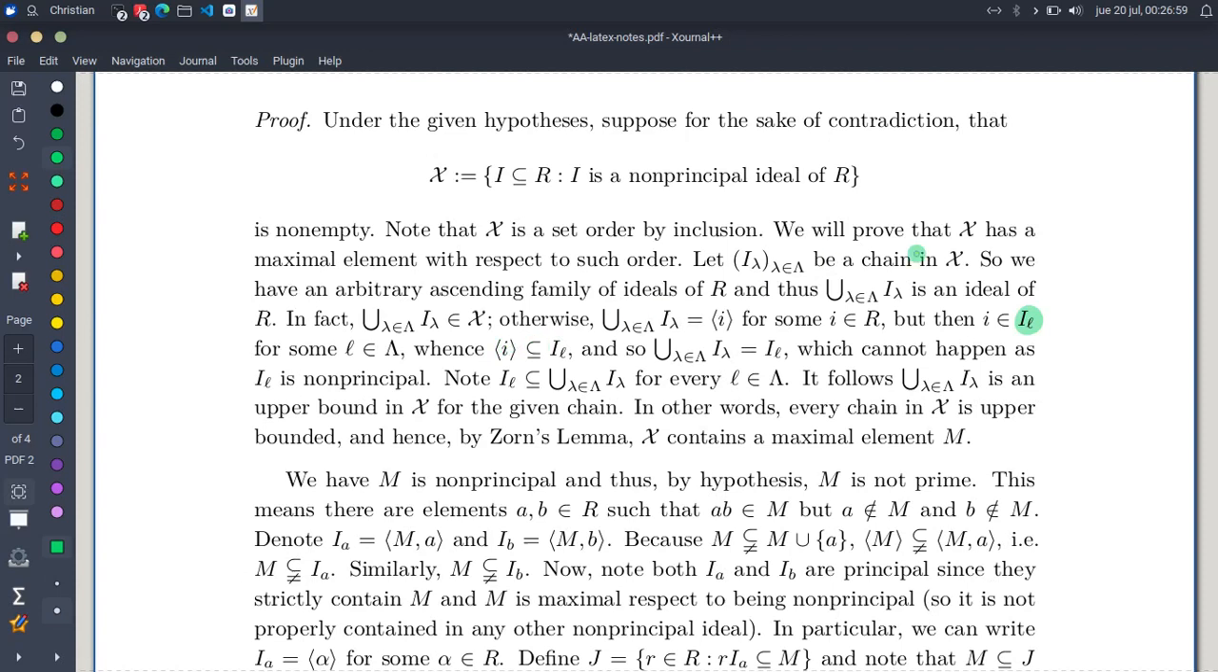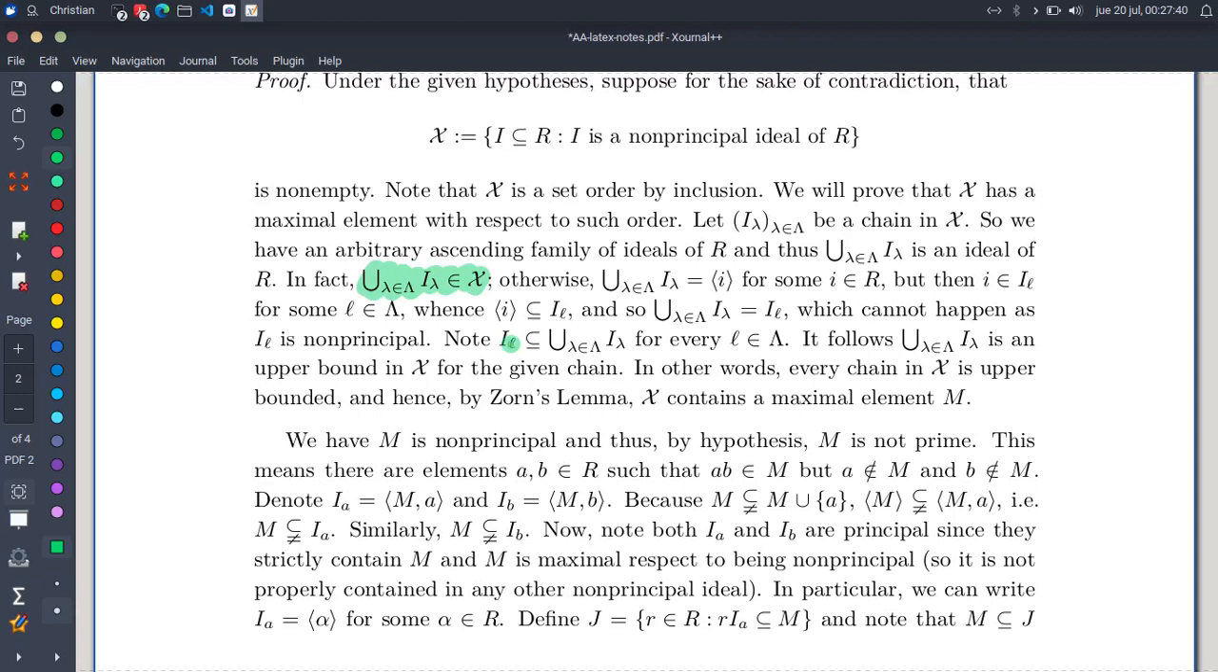Therefore, it follows that this ideal contains the ideal generated by this element. But the ideal generated by this element is precisely this union. And so we have that I_λ contains the union, and the union contains I_λ. It follows that we have this equality. But this equality tells us that I_λ is principal. But that is a contradiction, because I_λ is non-principal since we chose the chain in X. So every one of these is non-principal. It follows that this union is in X, that is, it is non-principal.